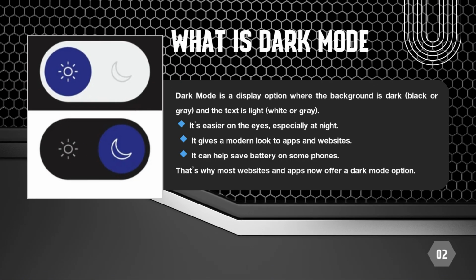Okay, so first let's see what is dark mode. It's a display setting where the background becomes dark, usually black or dark gray, and the text appears light, like white or light gray. It's easier on the eyes, especially at night, gives a modern look, and even saves battery on mobile devices. That's why users love it, and most apps and websites now offer it.